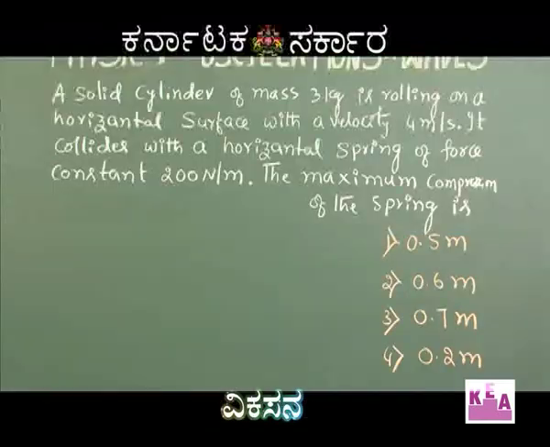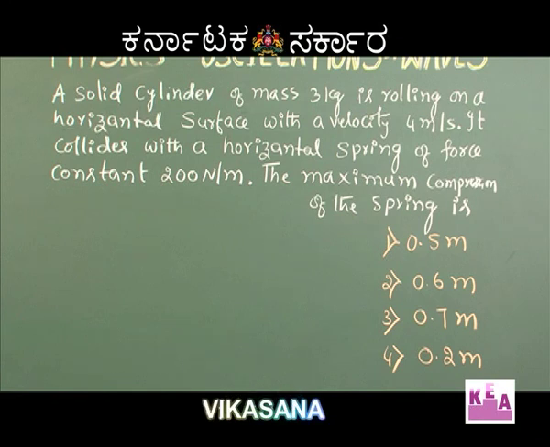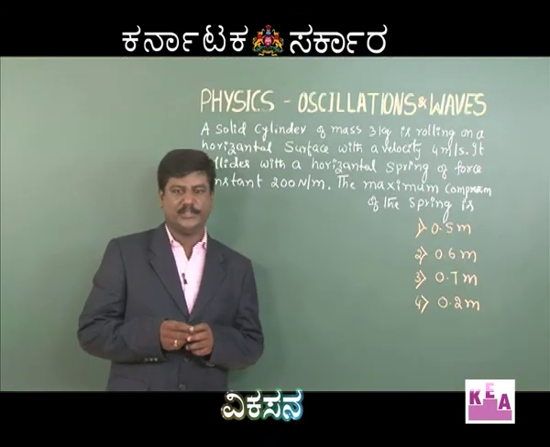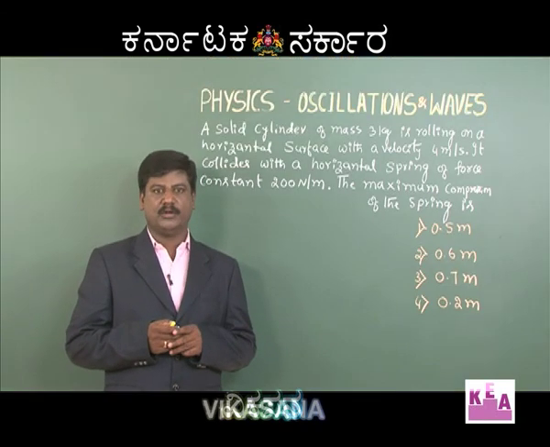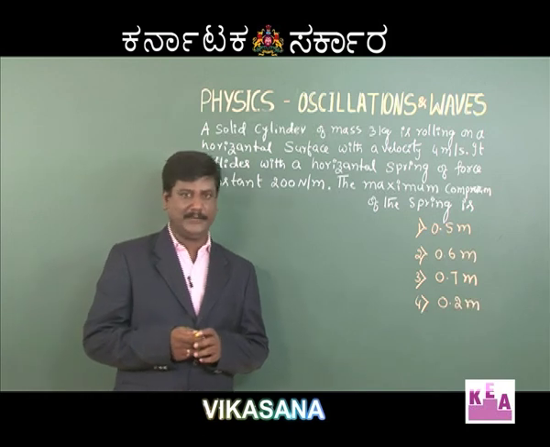The next question is, a solid cylinder of mass 3 kg is rolling on a horizontal surface with a velocity 4 meter per second. It collides with a horizontal spring of force constant 200 Newton per meter. The maximum compression of the spring is option 1 0.5 meter, option 2 0.6 meter, option 3 0.7 meter and option 4 0.2 meter. Dear students, this problem is based on energy of the spring.